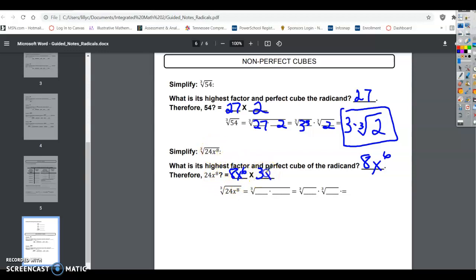x to the 6th and x squared, same base. x is my base. Add exponents and that gives me x to the 8th. So all I did was rewrite that. So this expression has to equal this. All we're doing is rewriting it.